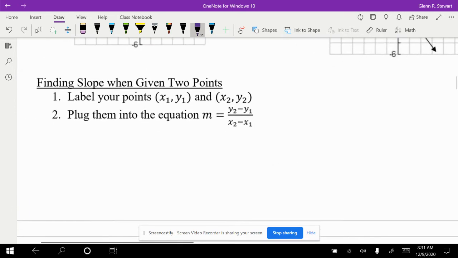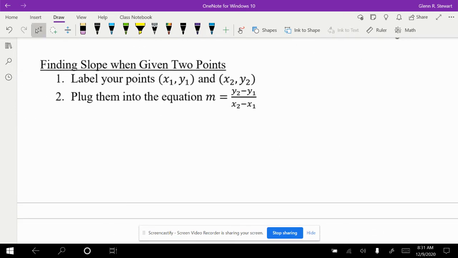Finding slope when you have 2 points that are given. First off, you want to label those points x1, y1, and x2, y2. Then you want to plug them into the equation y2 minus y1 over x2 minus x1. Might be good to have this equation somewhere in your notes.